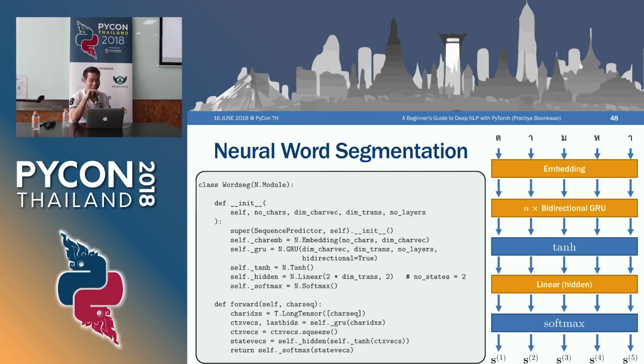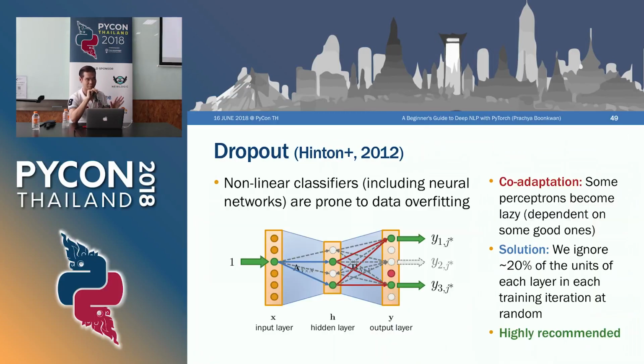Okay, and one more thing to add. When you're working on deep learning, sometimes when you train the model, it becomes data overfitting. Data overfitting is a very, very serious problem in deep learning because of that phenomenon we call co-adaptation. In co-adaptation, some perceptrons become lazy.